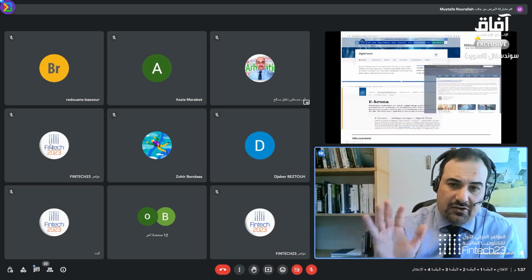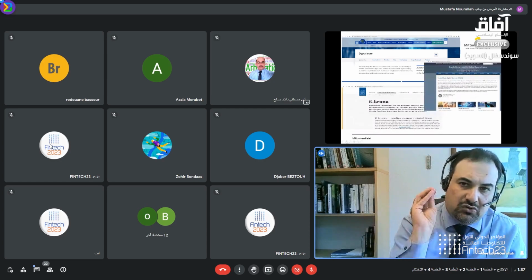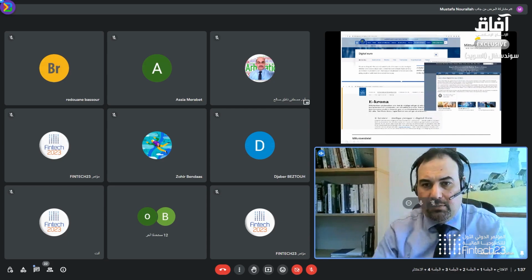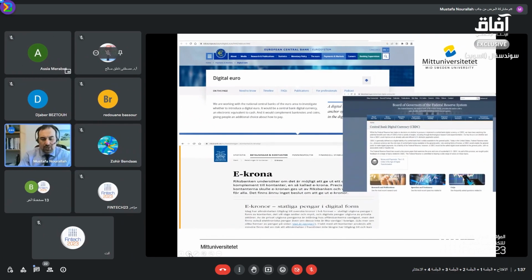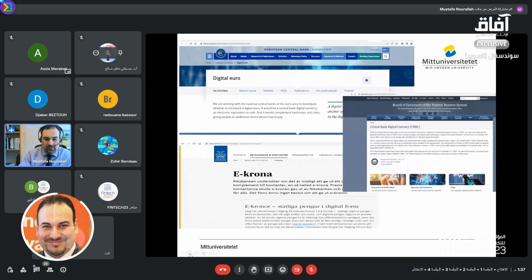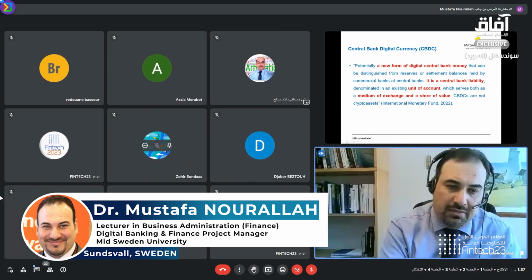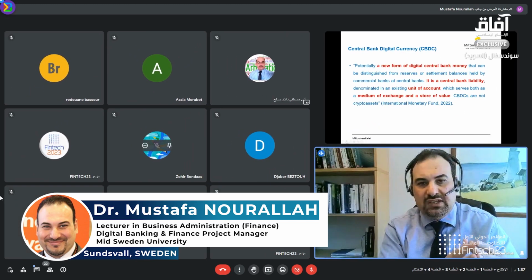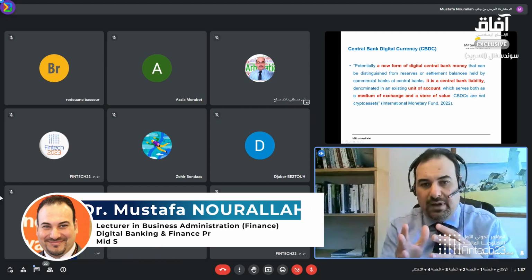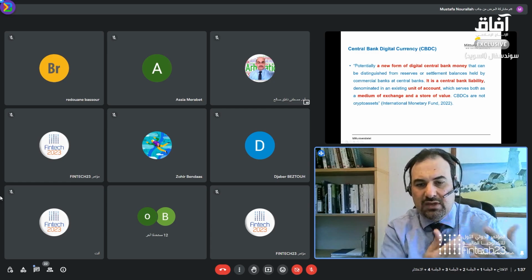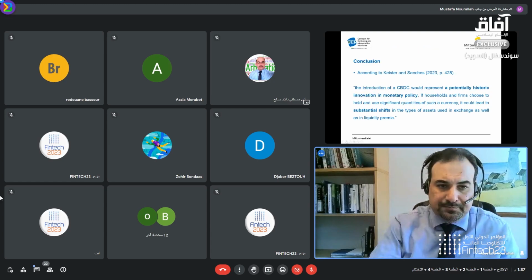Here these are screenshots. I took these screenshots directly from the central bank websites, for those who would like to read more about this. Briefly, I can say that according to the International Monetary Fund, central bank digital currency is a digital form of money. It acts as money: it's a unit of account, a medium of exchange, and it can store value.